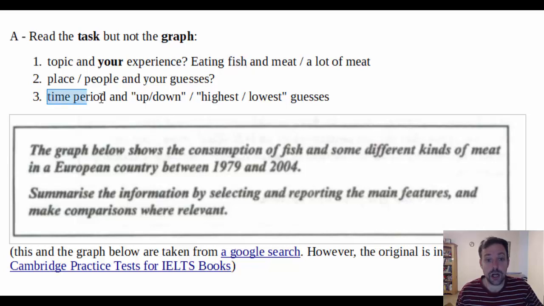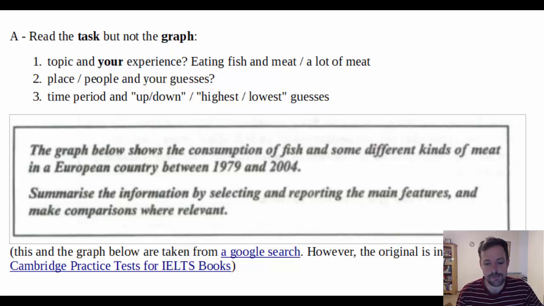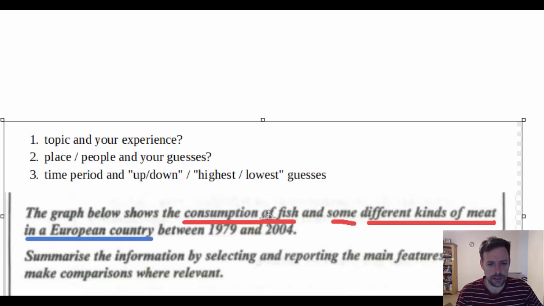The next thing to think about is the time period and whether or not you think this goes up or down. So in number 1, when I talked about my experience, I said that my fish eating has gone up, my beef eating has gone down. So we need to do the same thing for this time period. Let's have a look, underline the time period there. So the time period is between 1979 and 2004. So it's fairly recent. 2004 here is fairly recent. 1979, that's what, 25 years? That's almost one generation. So the question you ask yourself, in this European country, how has consumption or eating of fish and different types of meat changed over one generation up until more or less now?